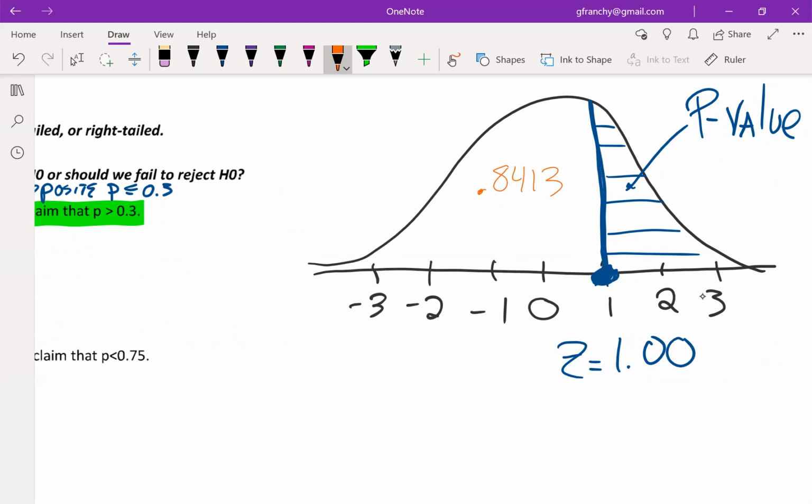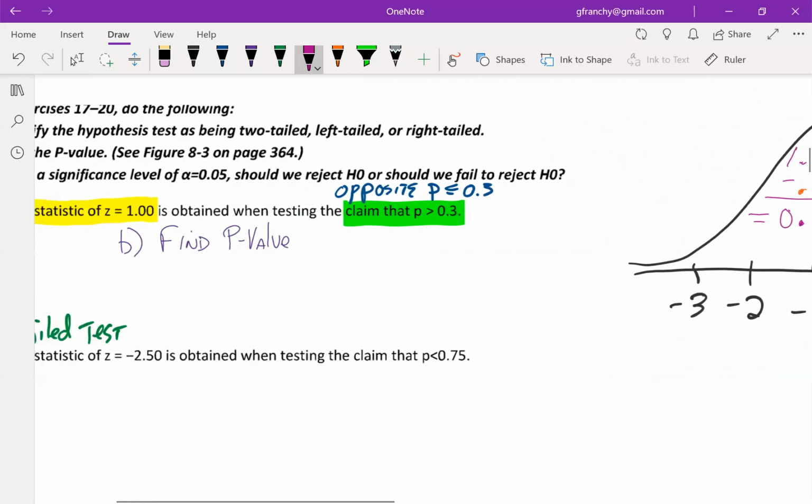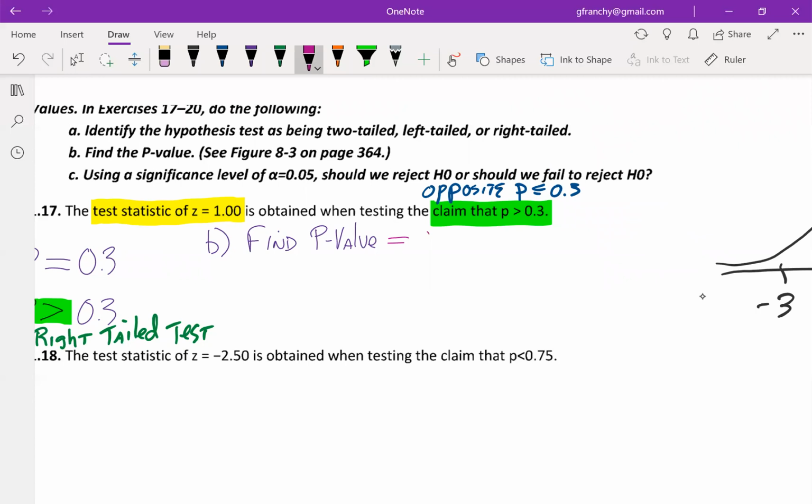That's going to be the area to the left. We want the area to the right. So what we need to do with that is subtract it from 1. That gives us 0.1587. And that looks about right for the size of our tail here. So the size of this tail is 0.1587, which means that our p-value is 0.1587.